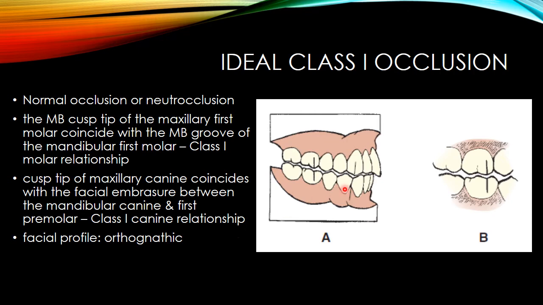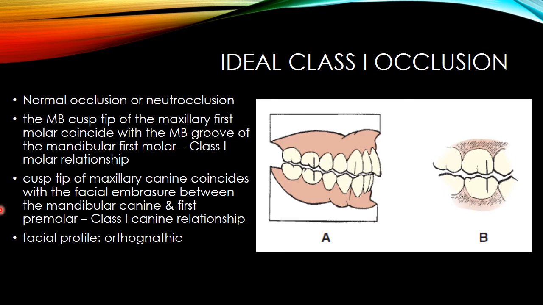This is a class 1 molar relationship wherein the mesiobuccal cusp tip of the maxillary first molar coincides with the mesiobuccal groove of the mandibular first molar. In a class 1 canine relationship, the cusp tip of the maxillary canine coincides with the facial embrasure between the mandibular canine and the first premolar.